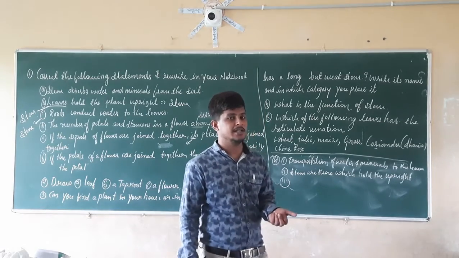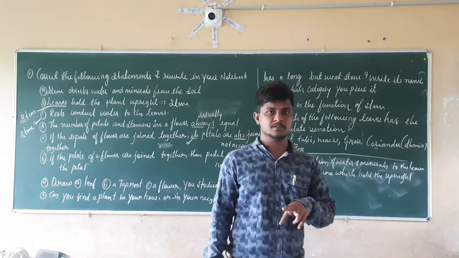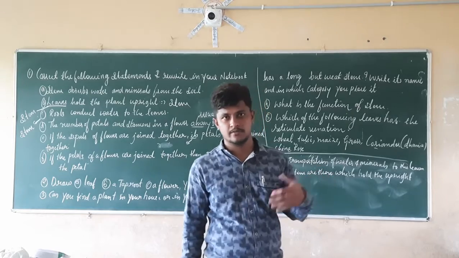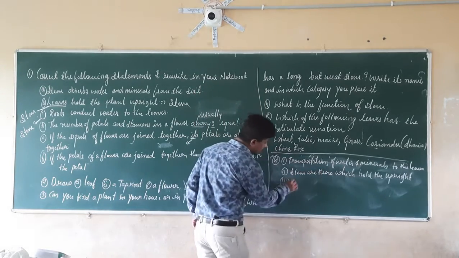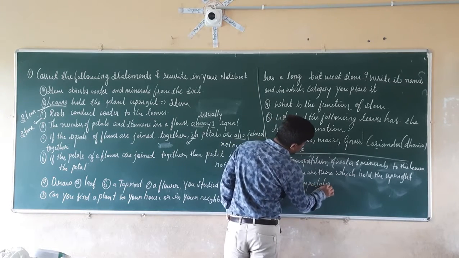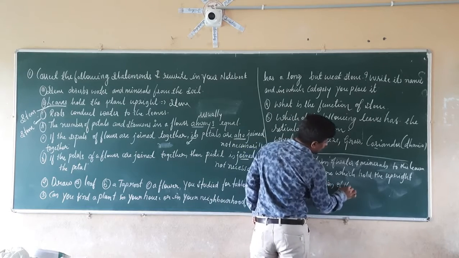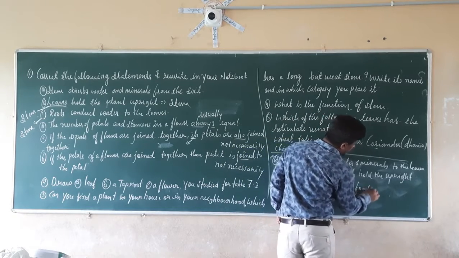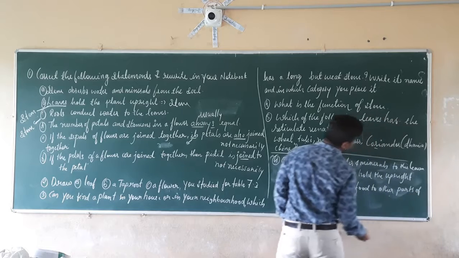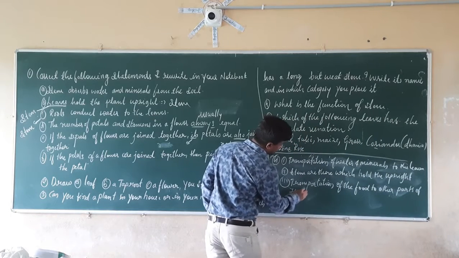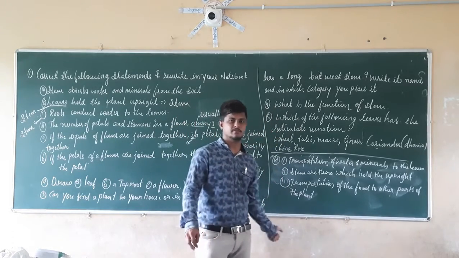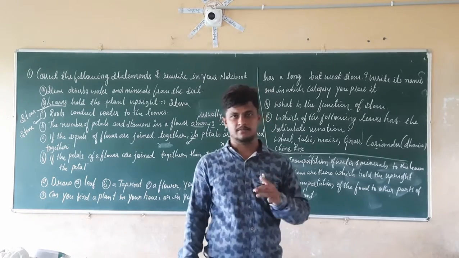We already discussed that the stem performs two-way transportation. First is transportation of water, and the second is transportation of food to the roots. So, transportation of food to other parts of the plant, which is done by the stem. So these are the three major functions of the stem.